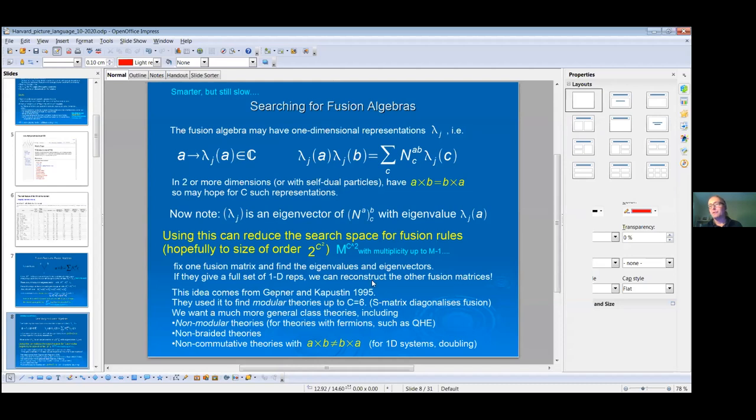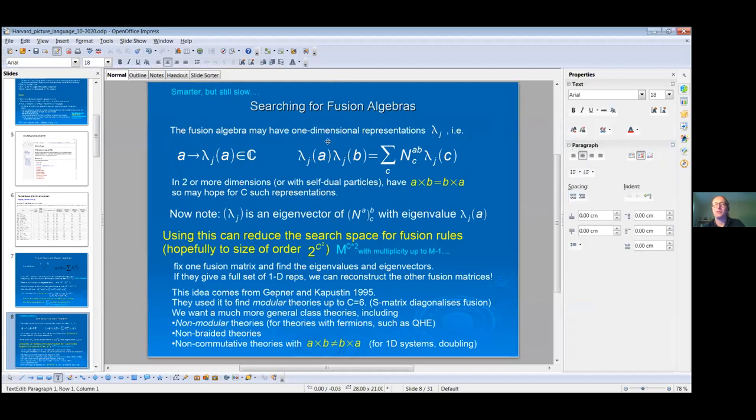Gepner and Kapustin wrote a paper in 1995 where they tried to list all the potentially modular tensor categories, and you can adapt their strategy to also search for fusion rings. And basically the idea is, if you look at the fusion algebra, then it will have one-dimensional representations if it's abelian anyway. So this strategy will only really work if the theories are abelian, or at least if they're non-abelian, it's more complicated. Anyway, so you send each object to a complex number, and then these numbers themselves satisfy the fusion rules now.